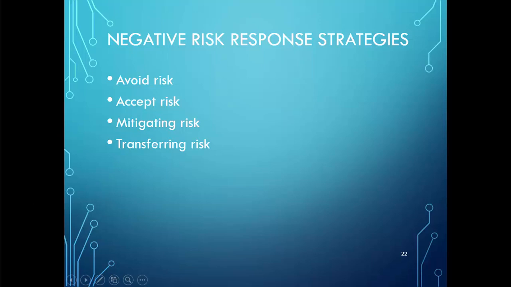Mitigate risk, which means that actions are taken during the project to either reduce the likelihood of a risk or reduce the impact of the risk. For example, testing technical component after receipt would reduce the likelihood that a bad part would be used in a circuit.